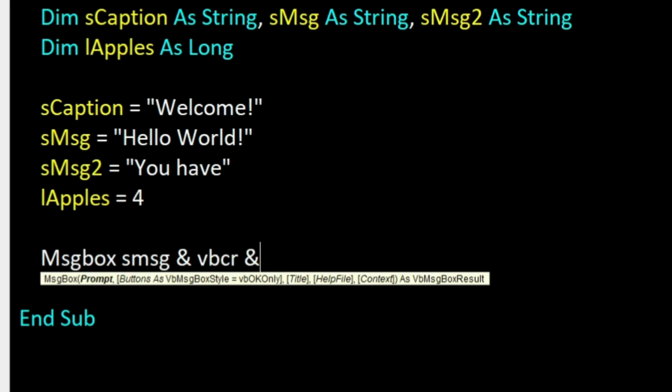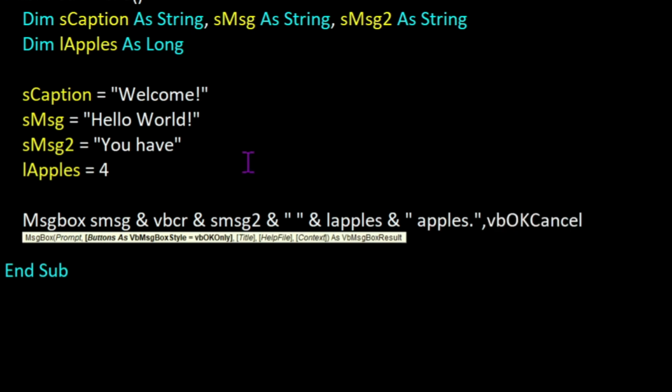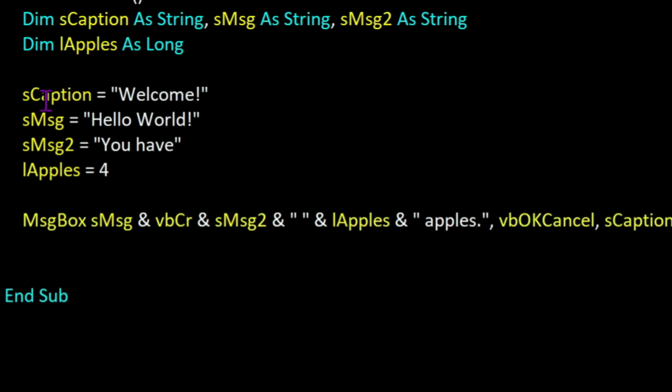We can put in smessage, concat, vbCr, concat, smessage2, concat, then let's put a space, let's concat lapples, and then another concat with apples itself. After we put a comma, let's give ourselves an OK and a cancel button, another comma, and then use our scaption variable as before. Let's try to predict what this will read.